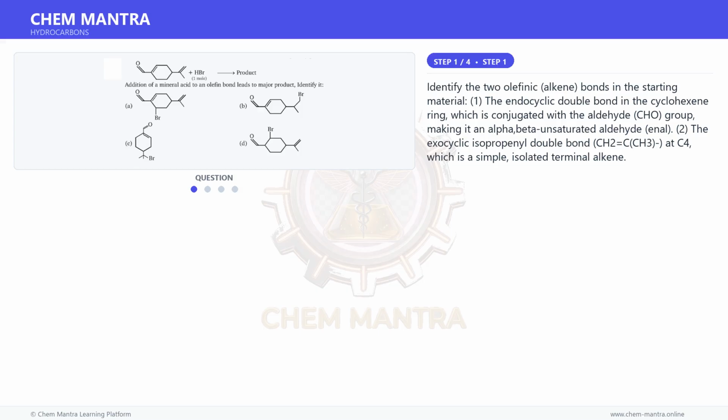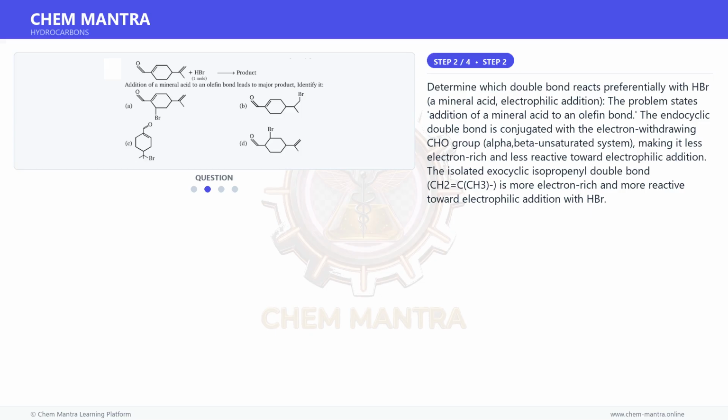1. The endocyclic double bond in the cyclohexene ring, which is conjugated with the aldehyde, CHO, group, making it an alpha-beta unsaturated aldehyde, enal. 2. The exocyclic isopropenyl double bond, CH2=C(CH3), at C4, which is a simple, isolated terminal alkene. Moving on to the next step.